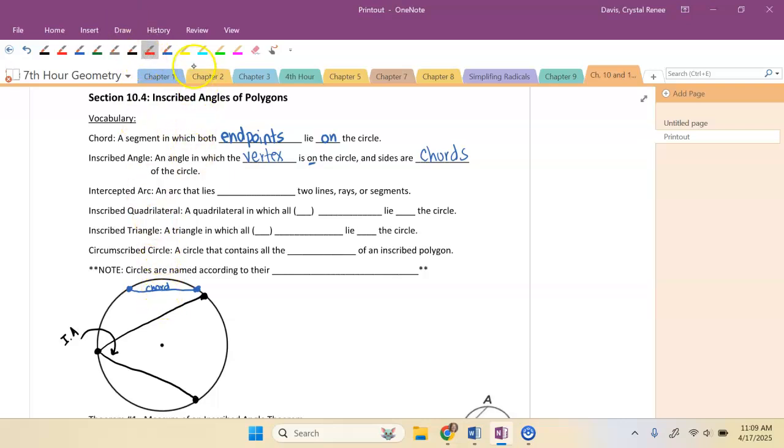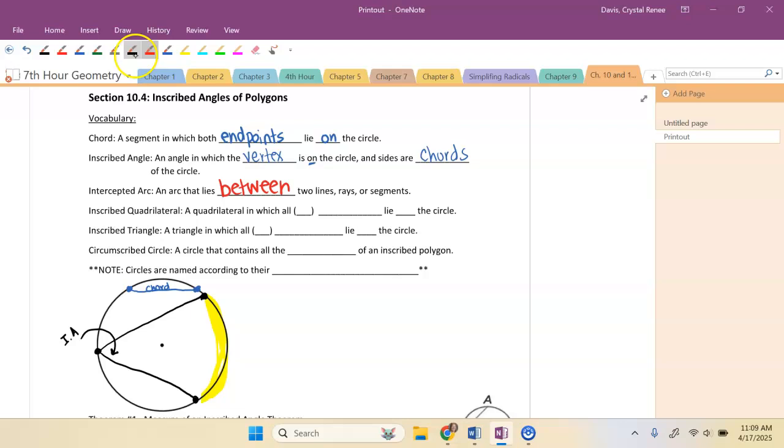Now, an intercepted arc is going to be this arc that's trapped between this angle. Think of it as the two chords kind of stranded and isolated. So an intercepted arc is an arc that lies between two lines, rays, or segments.